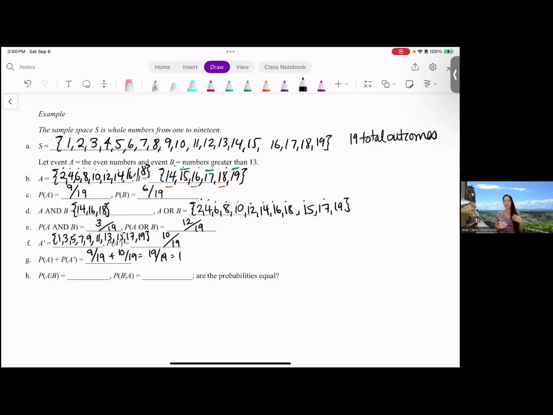Now I'm asked for the probability of A given B and the probability of B given A. This line right here is a given. And what it's saying is, what is the probability that you get something in the event A if you are in the event B space? So I'm actually going to draw a Venn diagram.